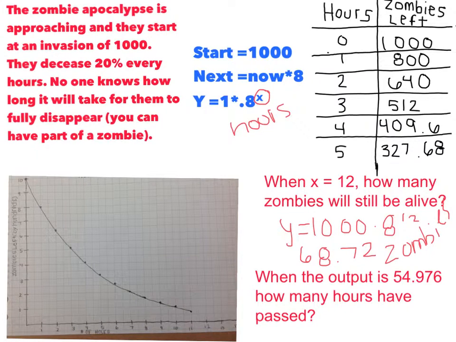When the output is 54.976, how many hours would have passed? To figure this out, you have to put this number into output, and it will be equal to 1,000 times 0.8 to the x power. And once you figure this out, you'll get 13 hours, around the time that there will be 54.976 zombies left.